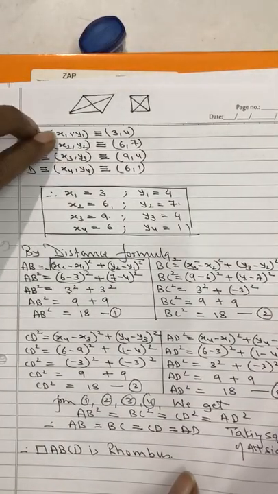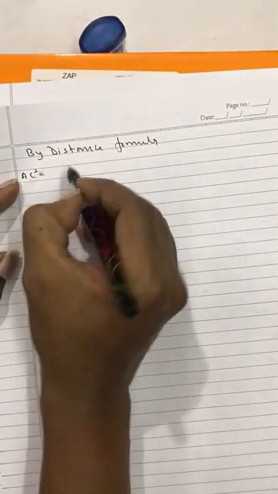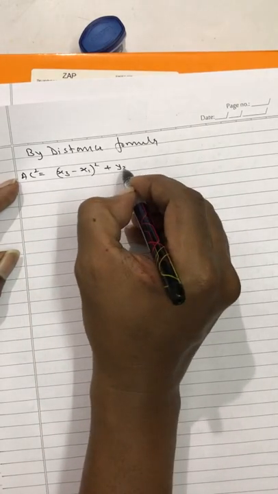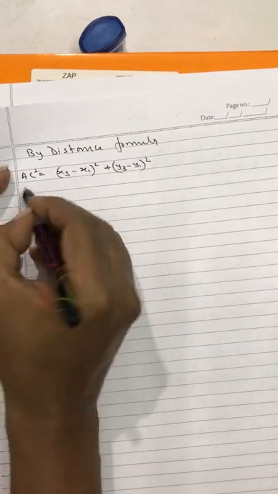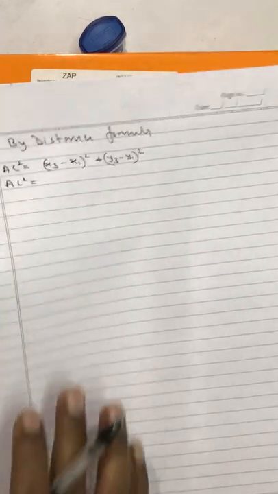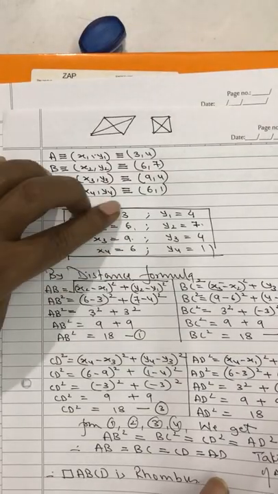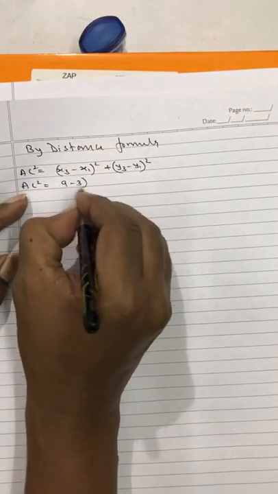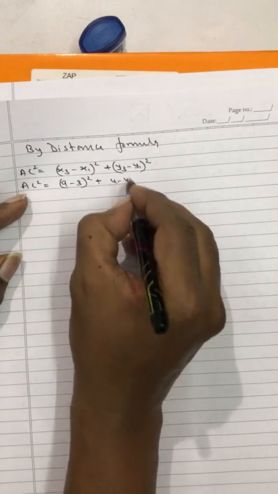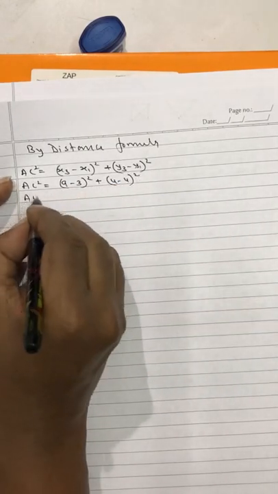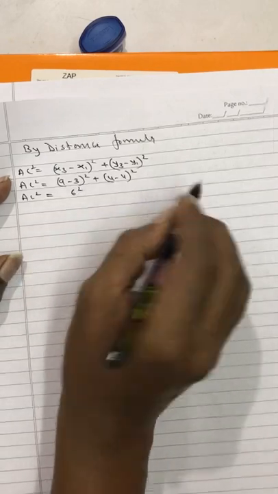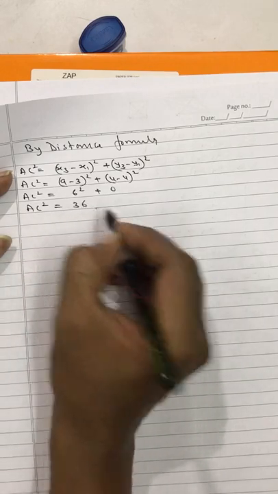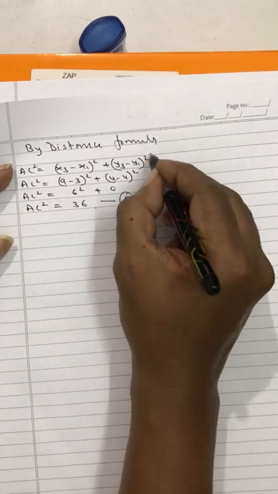So AC square is equal to x3 minus x1 the whole square plus y3 minus y1 the whole square. So AC square is equal to 9 minus 3 the whole square plus 4 minus 4 the whole square. So AC square is equal to 6 square, plus 0. So AC square is equal to 36. This will be your equation 5.